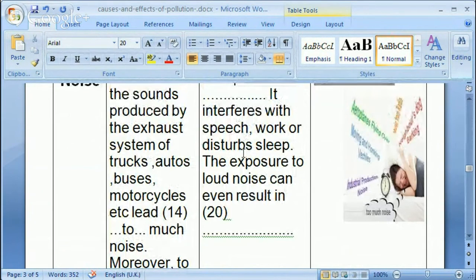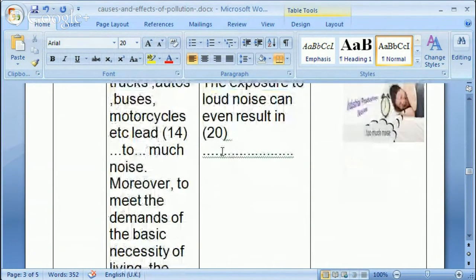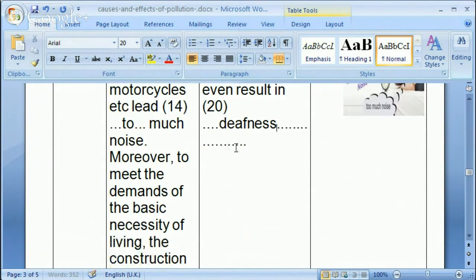It interferes with speech, work, or disturbs sleep. The exposure to loud noise can even result in something. I have a preposition. I know I need a noun. And in fact, I can remember that I have the noun deafness. That absolutely fits here. Okay, so where did we make some mistakes? Well, let's go back to, if you remember, we left one blank. Deafness, okay.